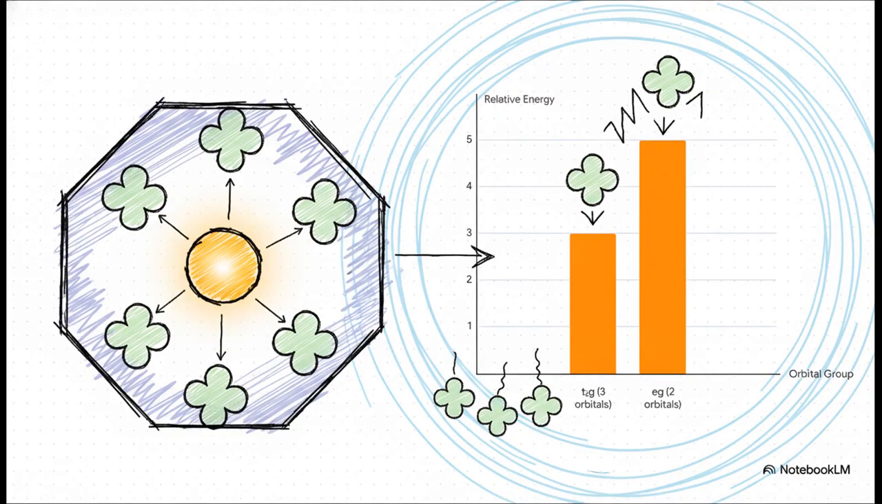If you have a metal ion all by itself, its 5 key d orbitals all have the exact same energy. But when you surround it with other atoms in a symmetrical shape, like this octahedron here, that symmetry forces the orbitals to split. As you can see, 3 of the orbitals get pushed down to a lower energy state, while the other 2 are forced up into a higher one.